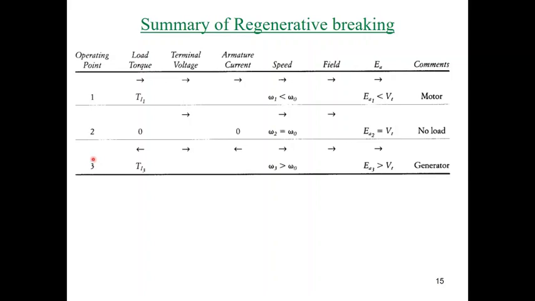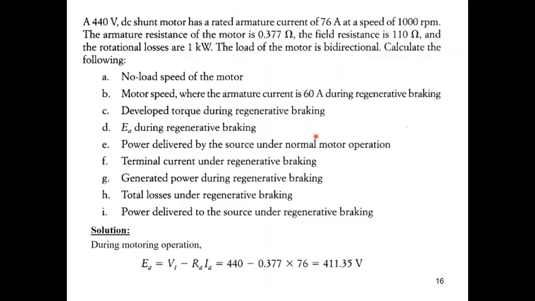At point number 3, which represents regenerative braking or generator mode, the torque load is reversed, the voltage is the same, the armature current is reversed, the speed is higher than the no-load speed, and the generated voltage is higher than the terminal voltage. So this is a summary for regenerative braking.